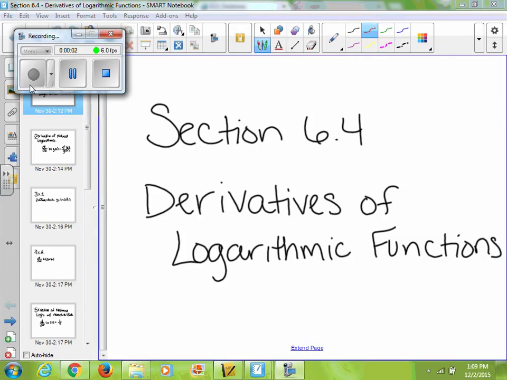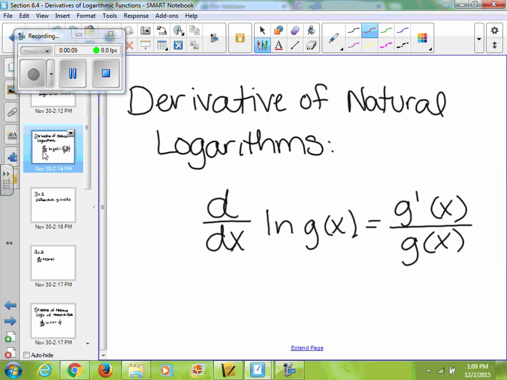Okay, so yesterday we reviewed log functions. Today we're going to look at finding the derivative of log functions. So we're going to start with the derivative of natural logs. Right, so the derivative of natural log of any function is equal to the derivative of that function divided by that function.